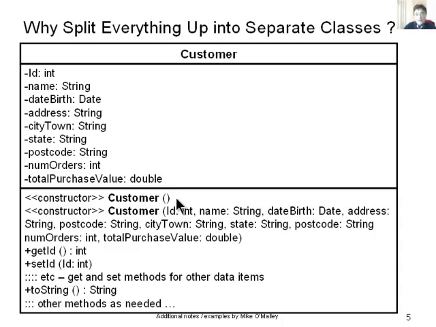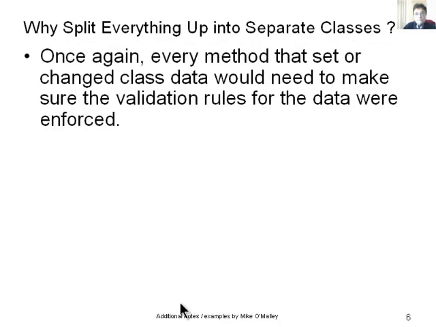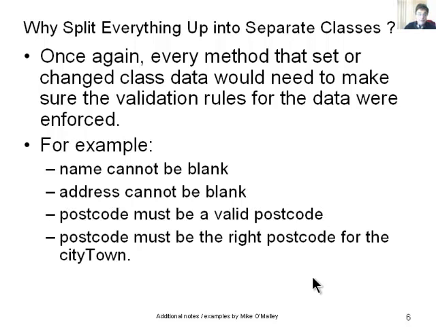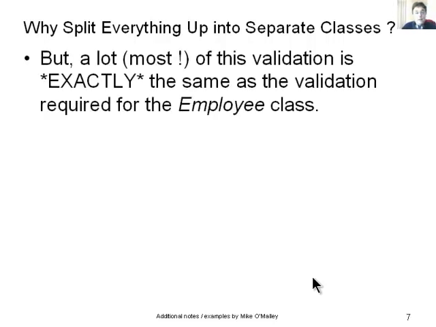Okay, we've got suitable constructors again, a default constructor and a parameterized constructor. And we've got the various mutator methods and accessor methods and a toString and any other methods we might need. So they're all part of that class. Once again, every method that sets or changes class data would need to make sure the validation rules for the data were enforced. For example, name cannot be blank, address cannot be blank, postcode must be a valid postcode, postcode must be the right postcode for the city or town, and so on. Does it look familiar? It should do.